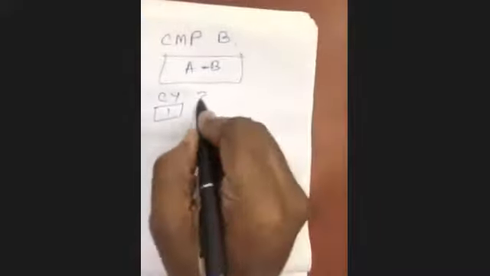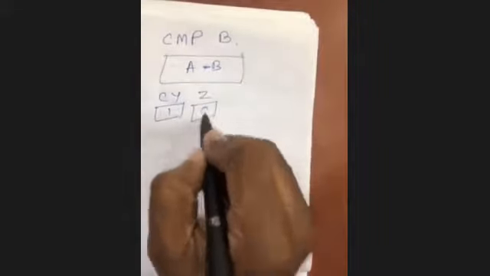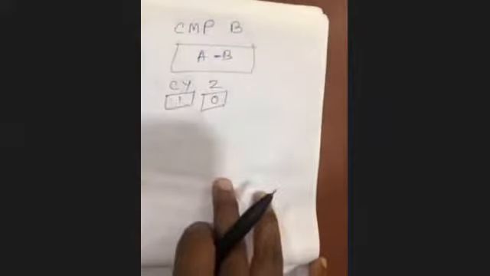If carry flag is set, what does it mean? And zero flag is 0, means zero flag is not set. Carry is set when, in a subtraction? What is the definition of the carry flag? Just open it and read it.